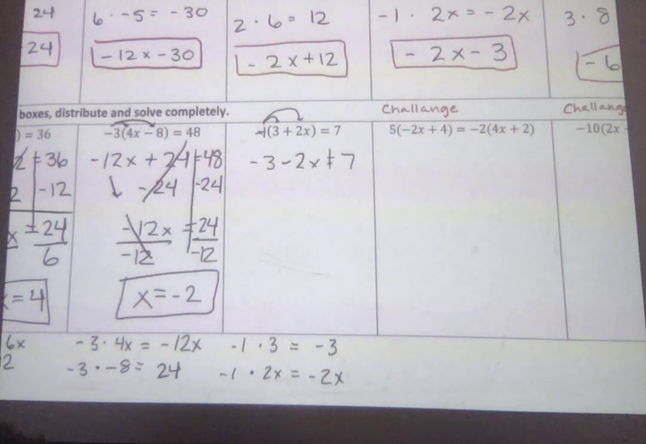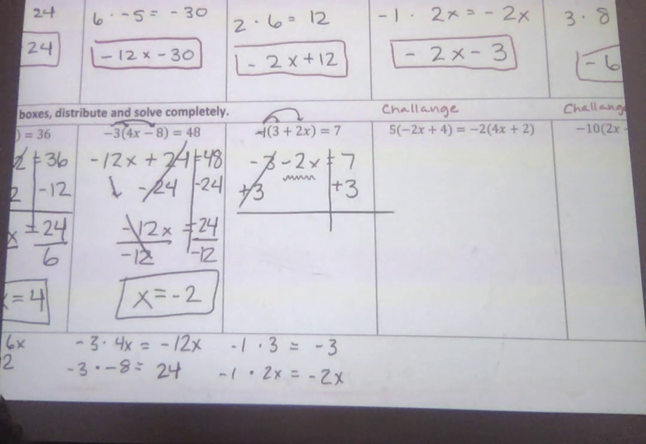Again, we put our line down our equal sign. Our x term is in the middle here. That's all right. We've got to get rid of this negative 3 first. So if it's a minus 3, we need to add 3 to both sides.